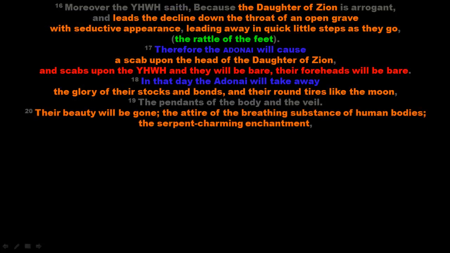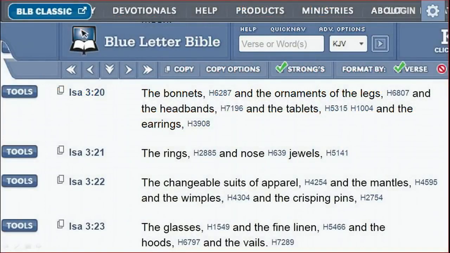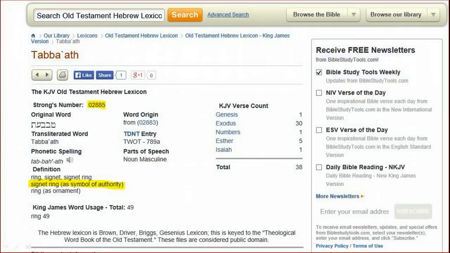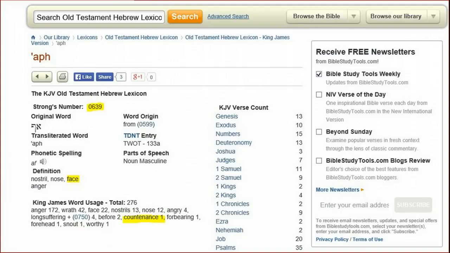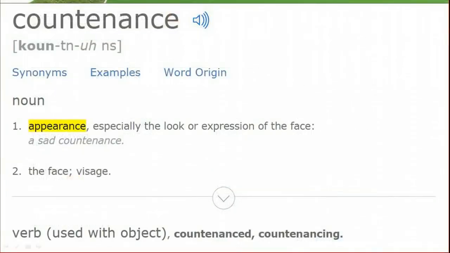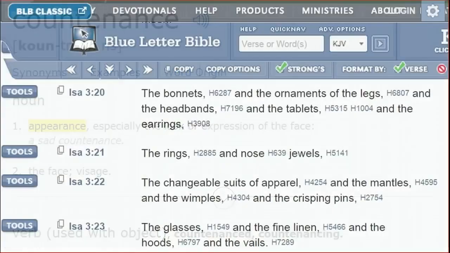So verse 20 says, their beauty will be gone, the attire of the breathing substance of human bodies, the serpent charming, enchantment. Then in verse 21, the word translated as rings, number 2885, also means signet ring. The word translated as nose, number 639, also means countenance. And the word countenance means appearance.